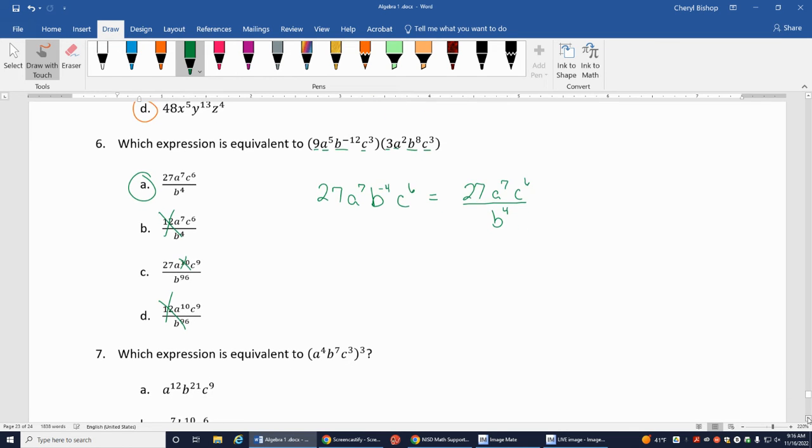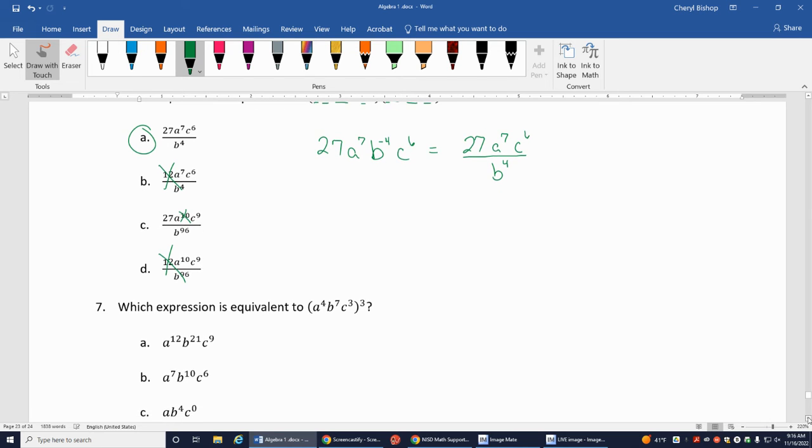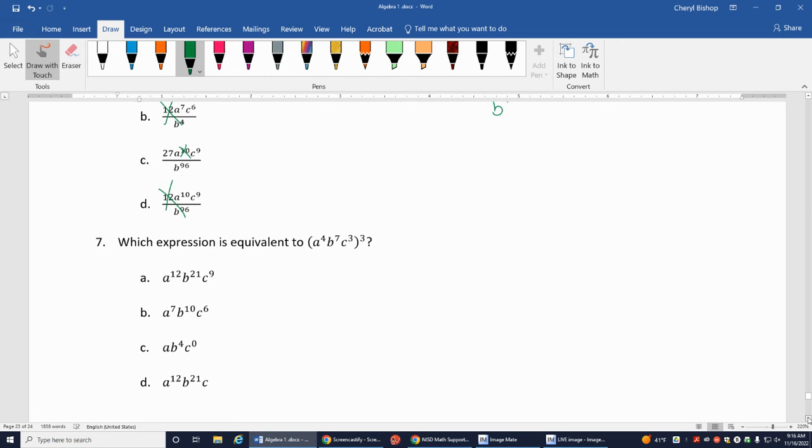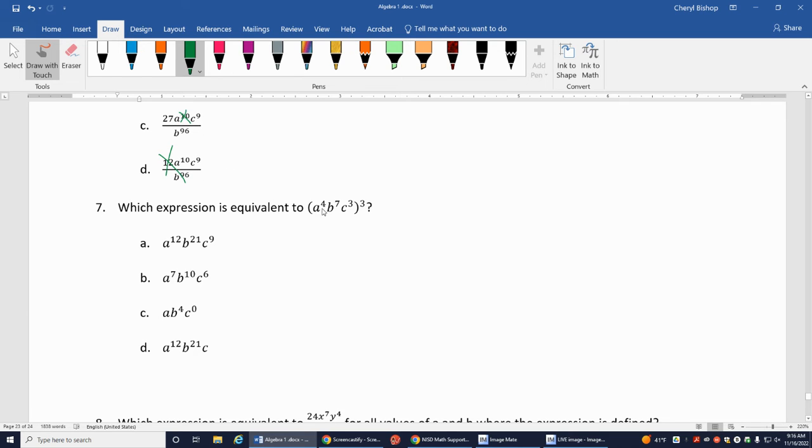Okay, let's look at number 6. Number 6, we're back to having the exponent on the parentheses. So remember, that means there are 3 of these. So it's A to the fourth, A to the fourth, A to the fourth, which is A to the 12th. There are 3 of these, right? B to the 7th, B to the 7th, B to the 7th is B to the 21st. And there's 3 of these. C to the 3rd, C to the 3rd, C to the 3rd is C to the 9th. So that's going to give me 12, 21, 9. A is my correct answer.